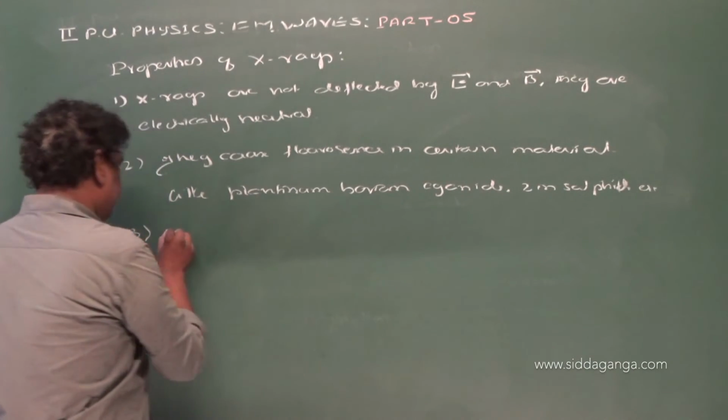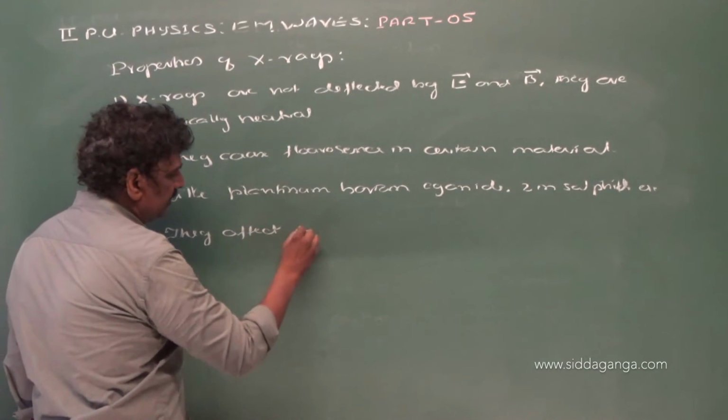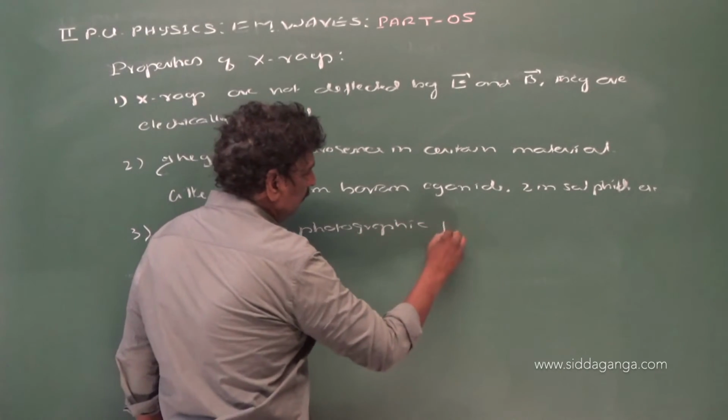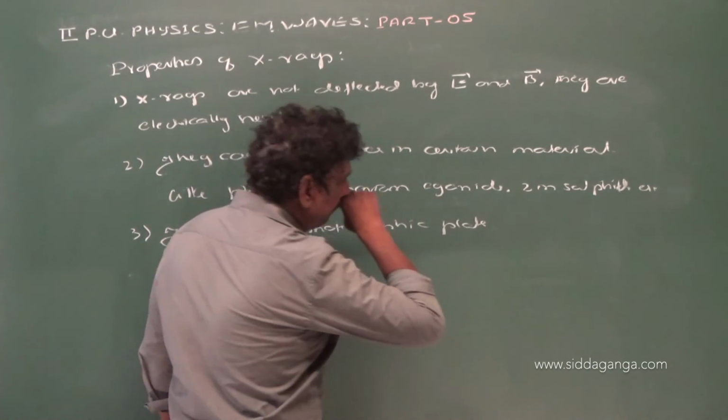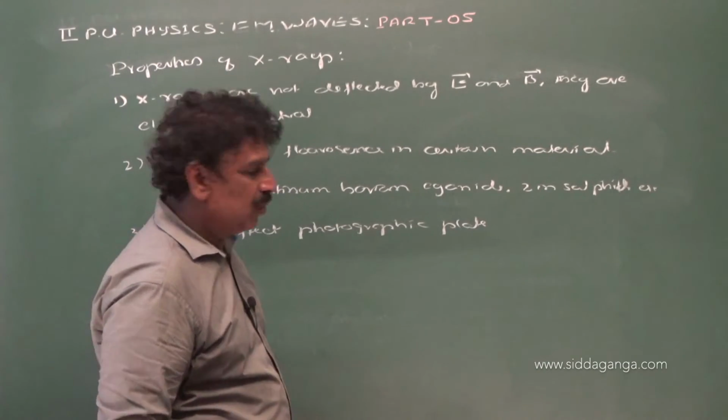Third one, it is also a common property. They affect photographic plate. This property is used to detect fractures in bones.